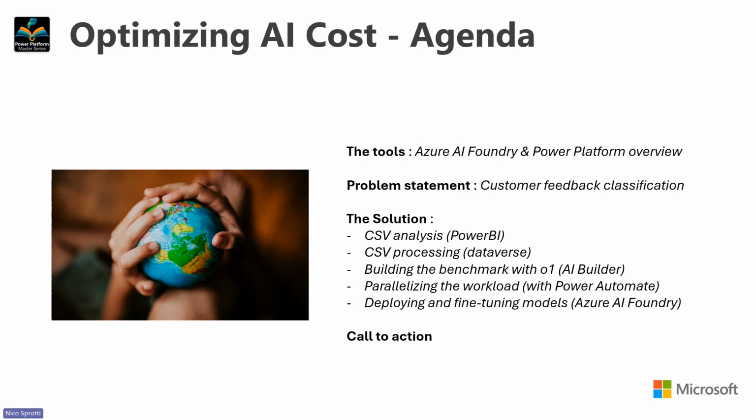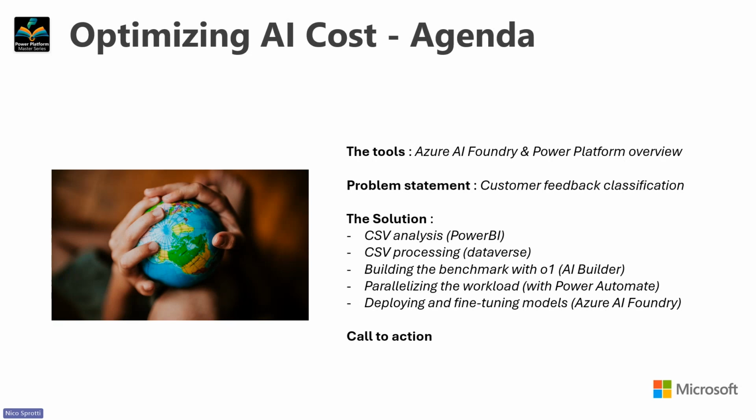From there, really focus on our problem statement. This is the most important thing in AI: asking ourselves the right question. So here we'll take the classic common example of customer feedback classification to calculate the net promoter score. And then from there, we'll go into the solution.